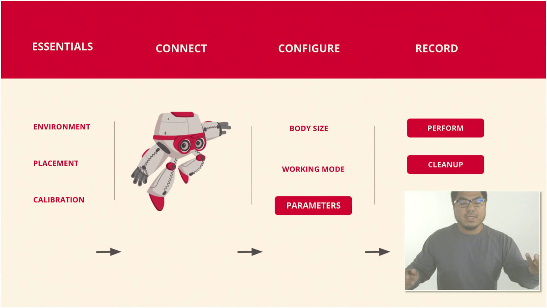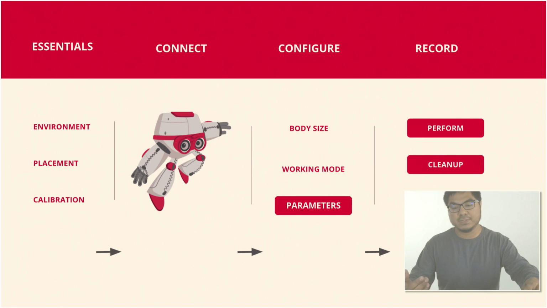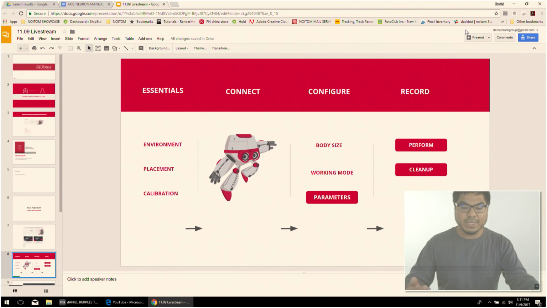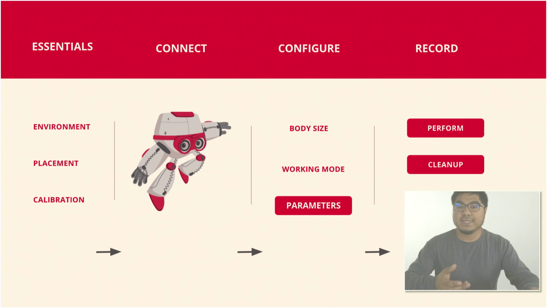So again, we go from the essentials to connecting to configure. Configure, last week we've been speaking about body size. You configure body size information, which is very important for setting up. Body size lets Axis Neuron understand the dimensions of your body so that it can track contact and movement correctly in relative space. And then you have your working mode. Working mode is also very important: if you want to record full body, or just upper body, or single arm mode, you can select that option. So that's inside of Axis Neuron.